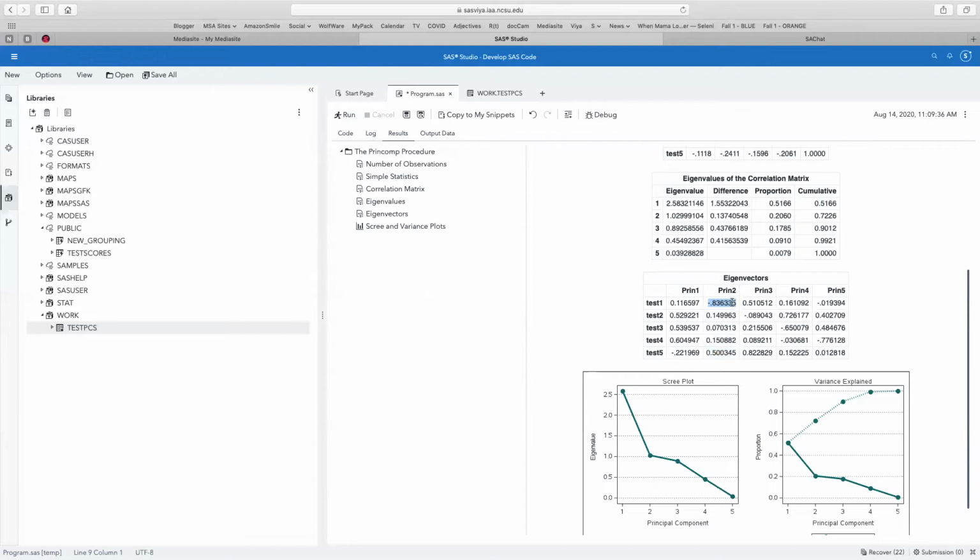Now again, these are not exact interpretations. This is not a 1, these are not zeros, and this is not a 1. But it gets at the difference between the score on test 5 and the score on test 1. So if someone's principal component 2 score is really high, it means that they must have done very well on this and very poorly on this.